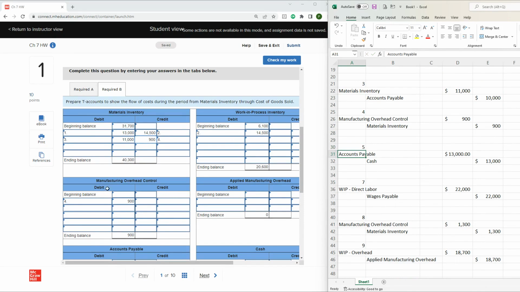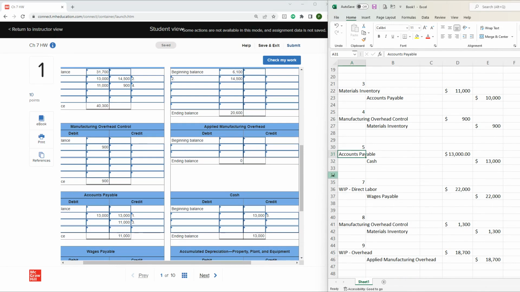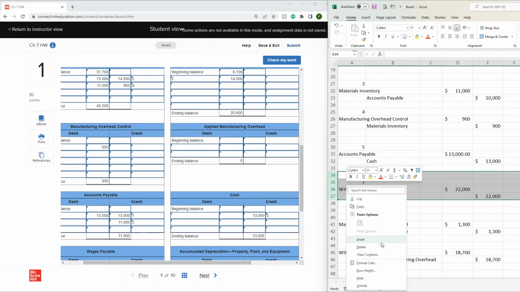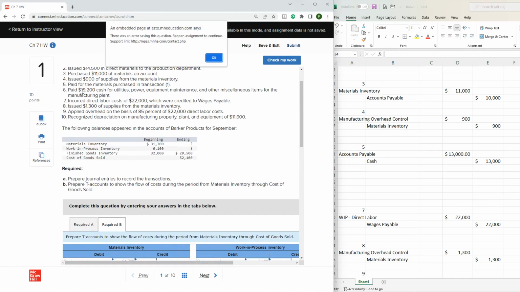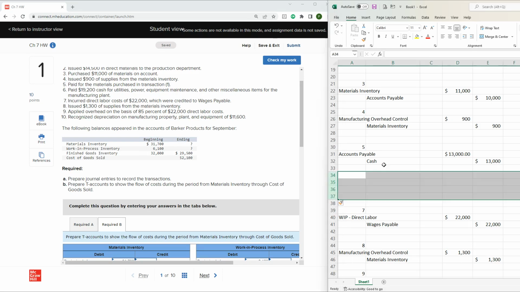Number 6 is that we paid 19,200 cash for utilities, power, equipment, and other miscellaneous items for the manufacturing plant. Utilities is going to be an overhead type of expense, so is power, equipment maintenance, and other miscellaneous items. So for number 6, it tells us that we paid cash, so we're going to have a credit to cash of $19,200.